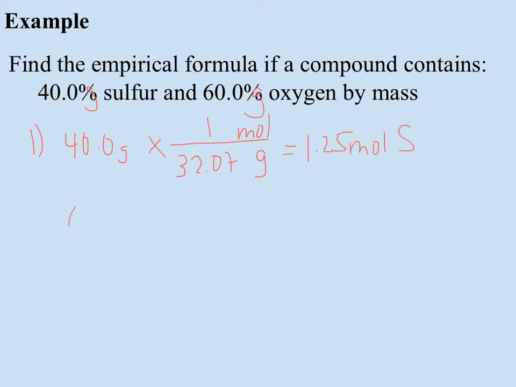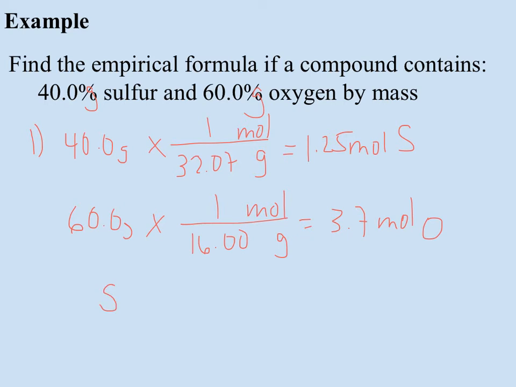If I do the same thing with my 60 grams of oxygen, I have to put mole on top, grams on the bottom, 16 grams in 1 mole. I get 3.75 moles of oxygen. Now you might be able to see the relationship between these two, which is good. I tried to pick one that would be easy to see, but I'm going to write my formula as S 1.25 O 3.75. That's my second step.